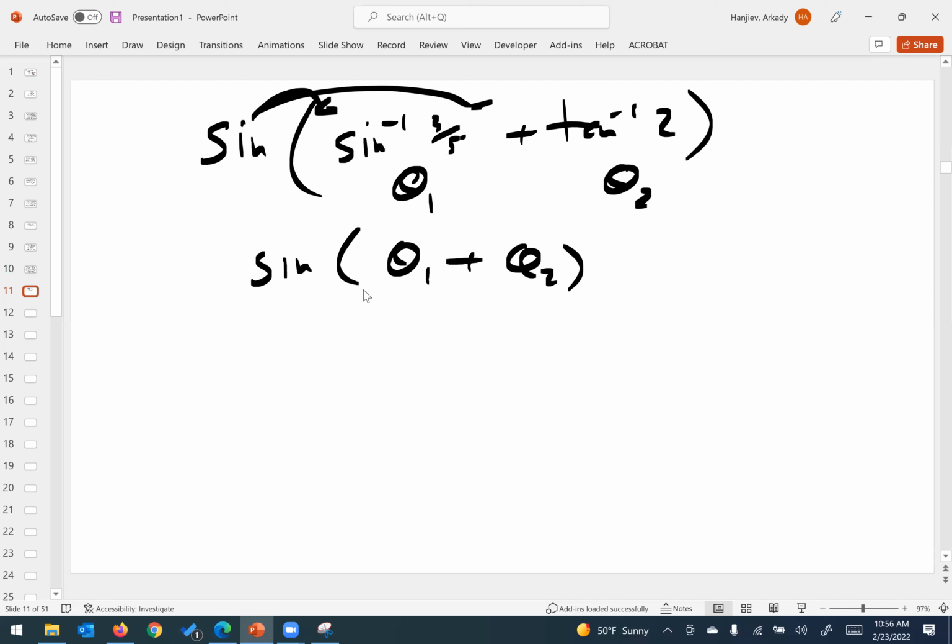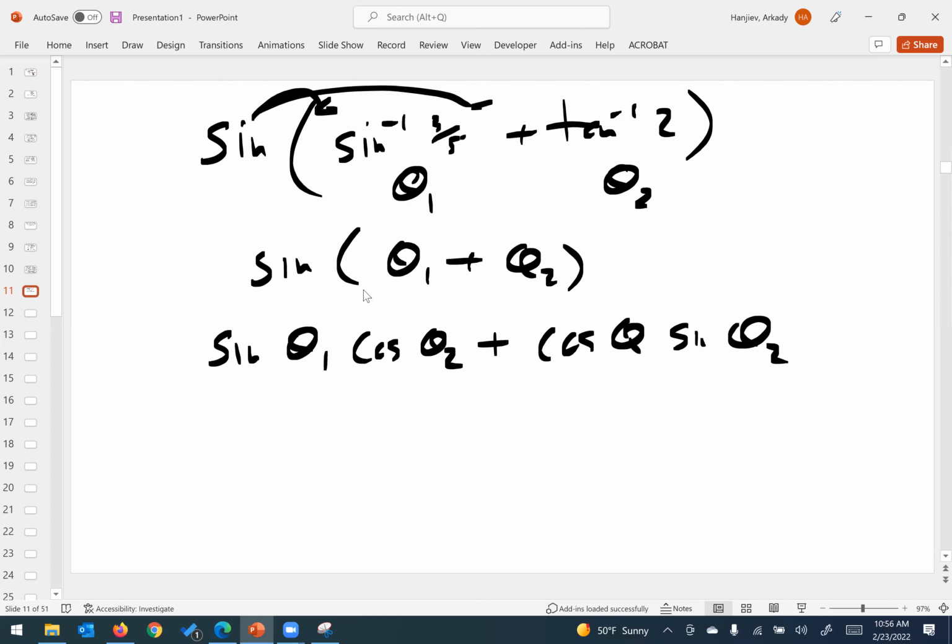And the formula for it is sine of theta 1 cosine of theta 2 plus cosine of theta 1 sine of theta 2. Everybody agreed there? What I'm confused on is why the triangles? Sure. You just got rid of the inverses, but I don't know how.